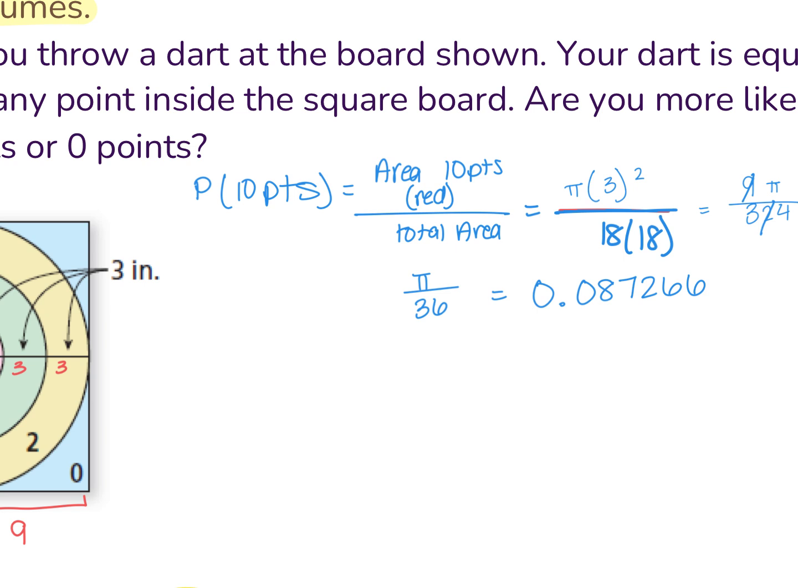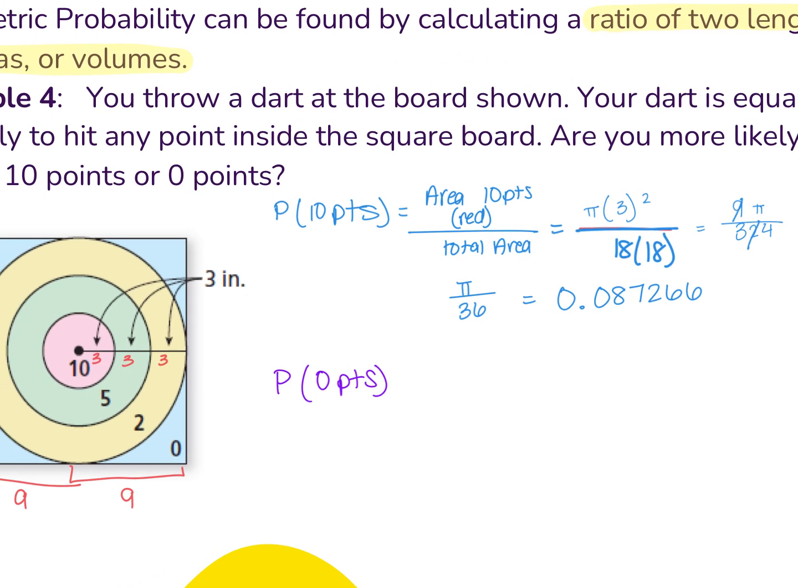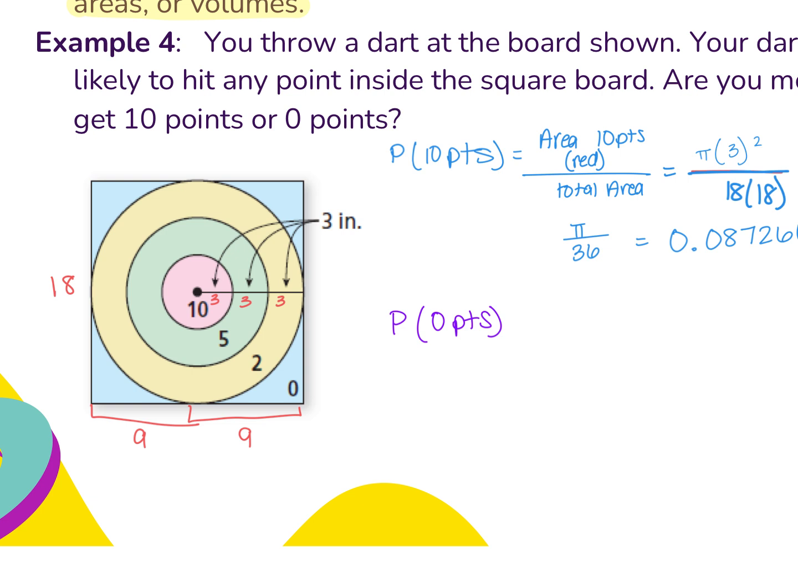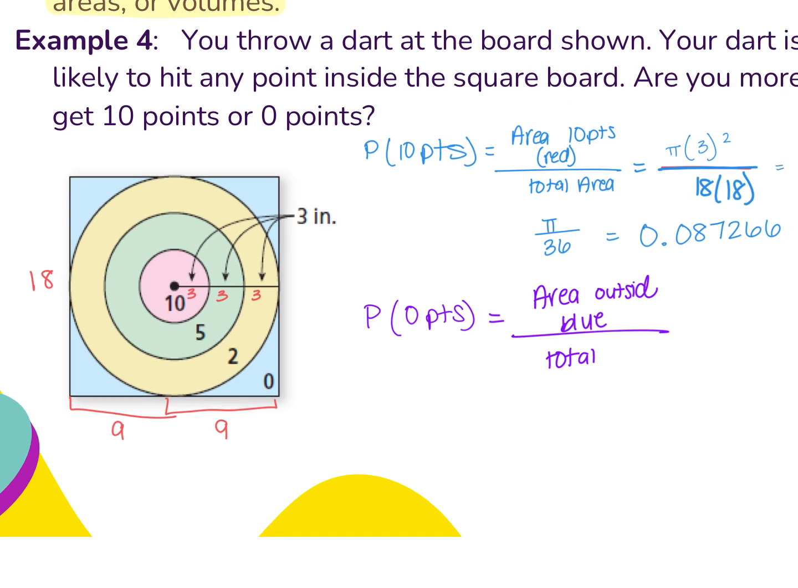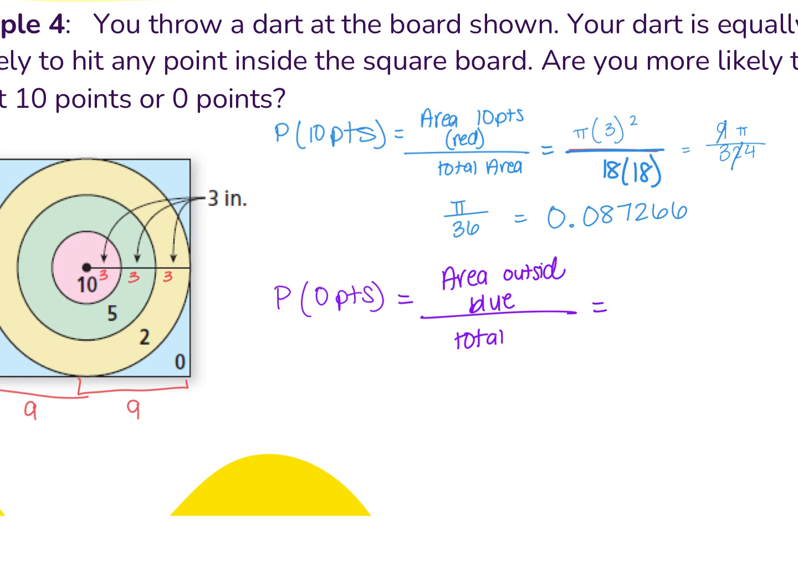And now I'm going to go ahead and do the probability of me landing on 0 points. Pay attention to how I'm finding my 0 points, because a lot of students get confused on this. We kind of did this last chapter. I need to find the area of the outside, which is the blue part. And then I have the total, which we already found. So looking at my blue part, how would I find the area of my blue part? What do I have to do? Yeah. The total minus the area of the yellow, blue, and red circle and line.